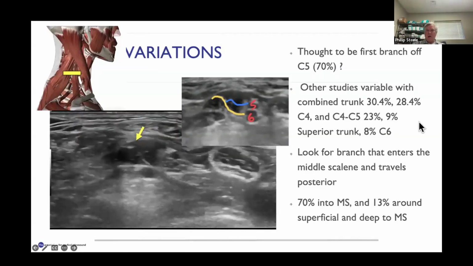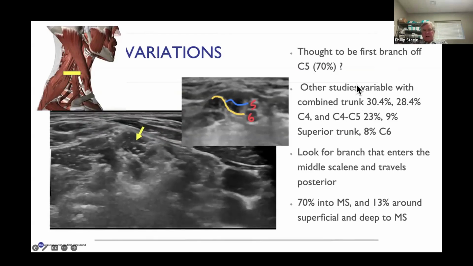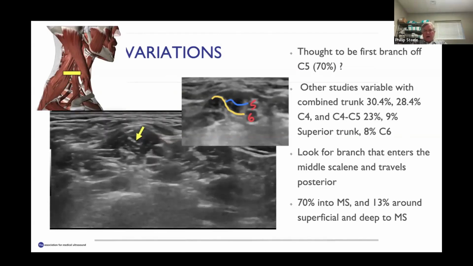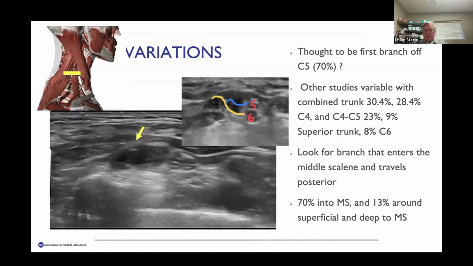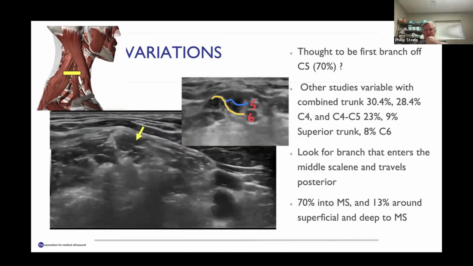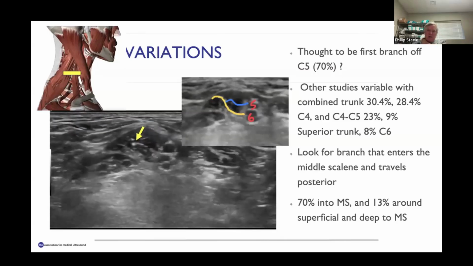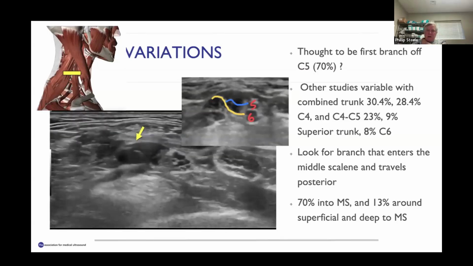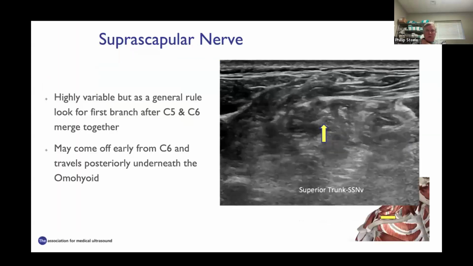And again, in one cadaver study, it's only 70% of the time that it comes off C5. And then 30% had a common trunk. 30% almost had a C4 variation. So it can be quite variable, and it can be challenging to identify the dorsal scap. Anytime you can't find it, start thinking about whether there is a variation you need to scan for.